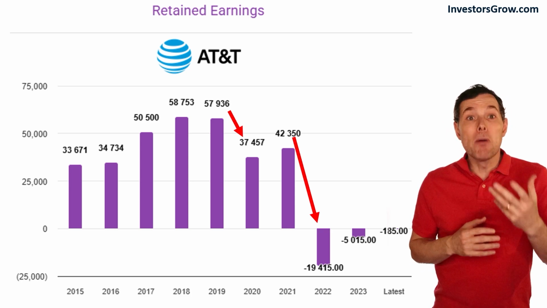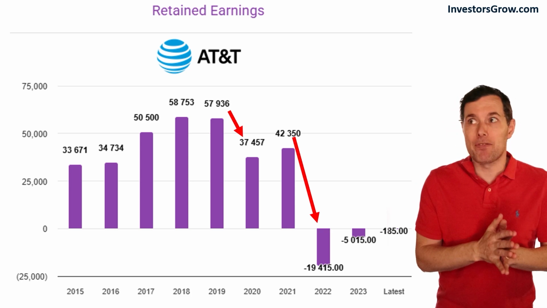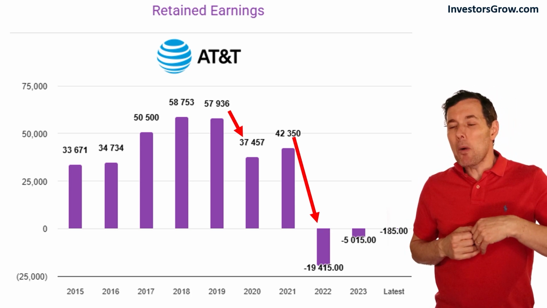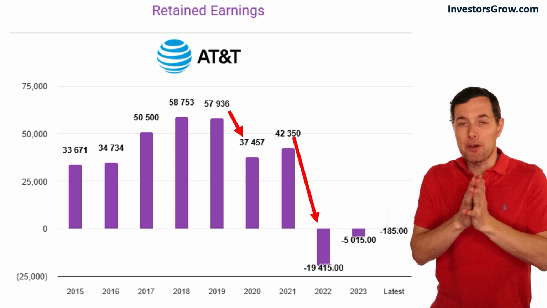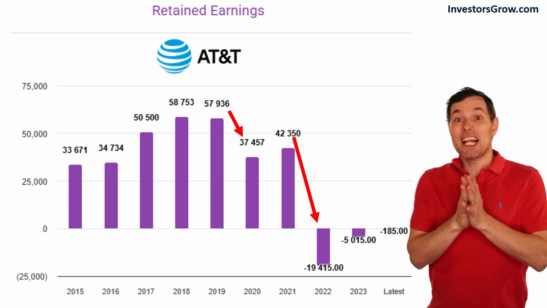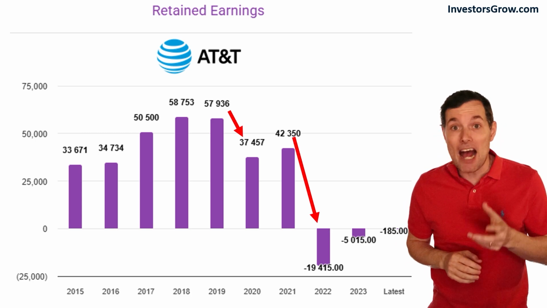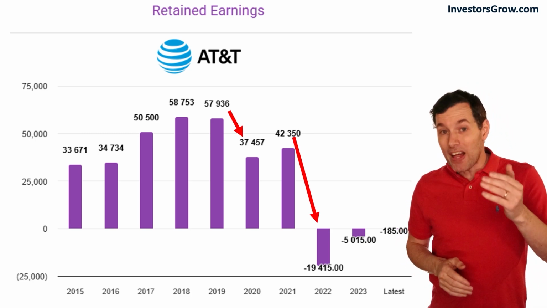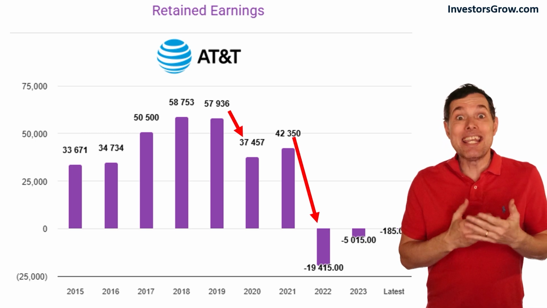This drop happened mostly because AT&T spun off their Warner Media division. And when they spun it off, they moved some debt off their balance sheet, and retained earnings took a big hit as well. Plus, they had a loss on the income statement of about $8.5 billion for that year. So that drove AT&T's retained earnings negative.